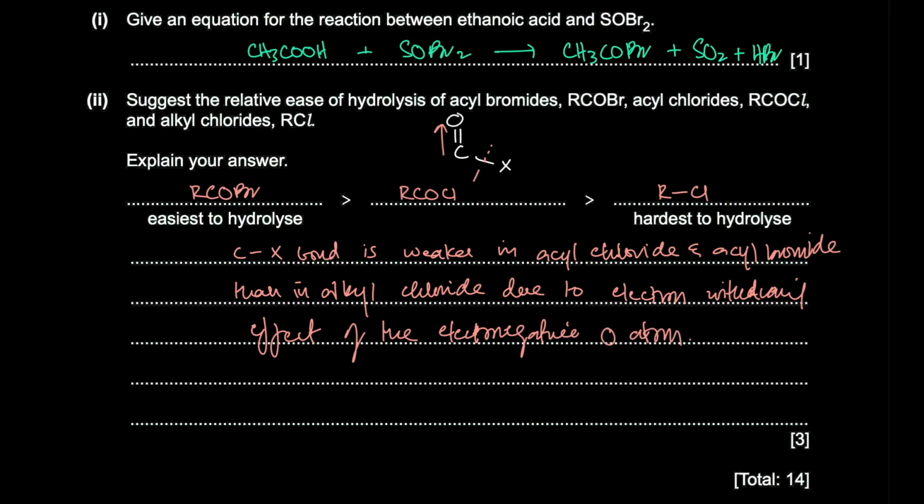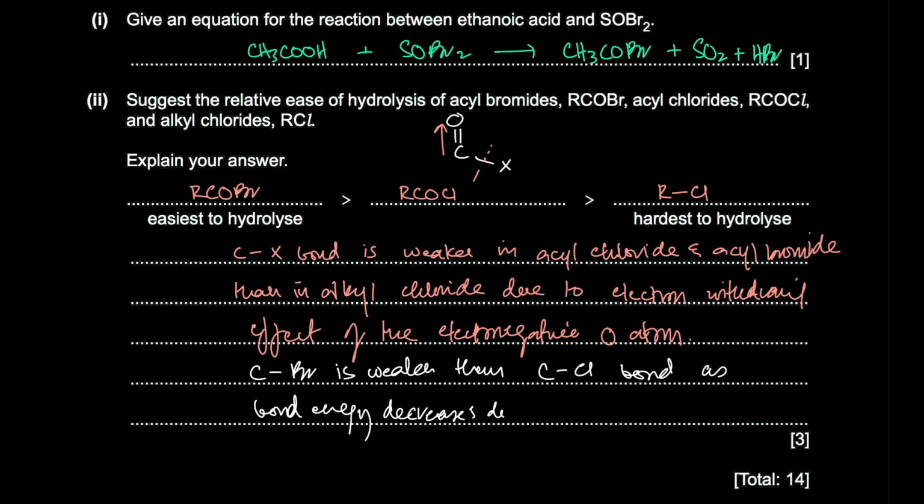We also know that the C-Br bond is weaker than the C-Cl bond. Why? Because bond energy decreases down the group, as bond length increases.